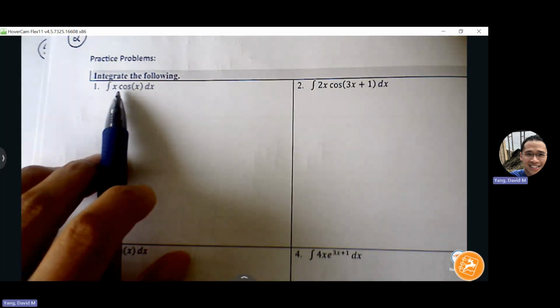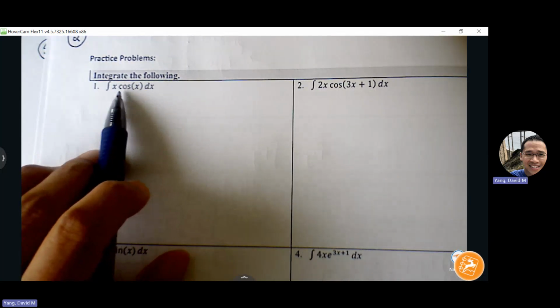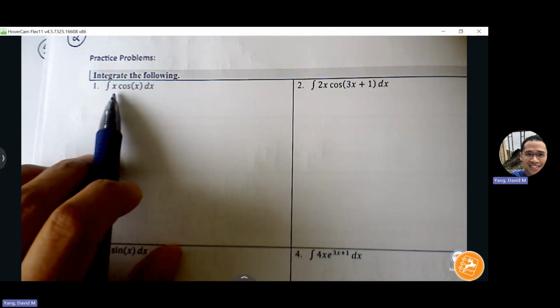So number 1, you see x and cosine x. These are two different families of functions. We can go integration by parts. This one, we can either do the original way, or you can go through the tab method.